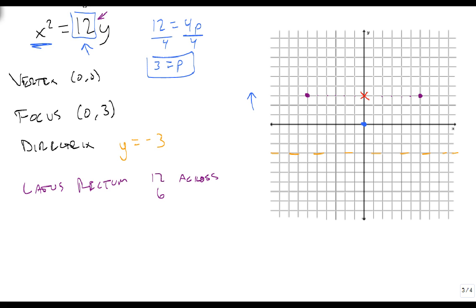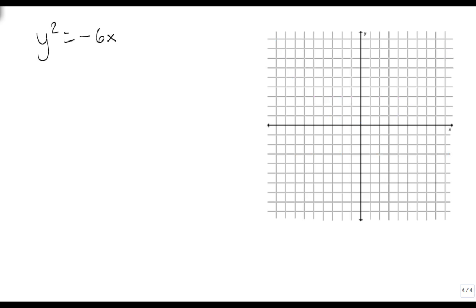Now all we need to do is draw our parabola so it passes through that point. Make it a little bit more cup-shaped, but I'm not going to be too picky about this. And we have successfully graphed x squared equals 12y. So notice how important it is to get this p. Let's show one more example.